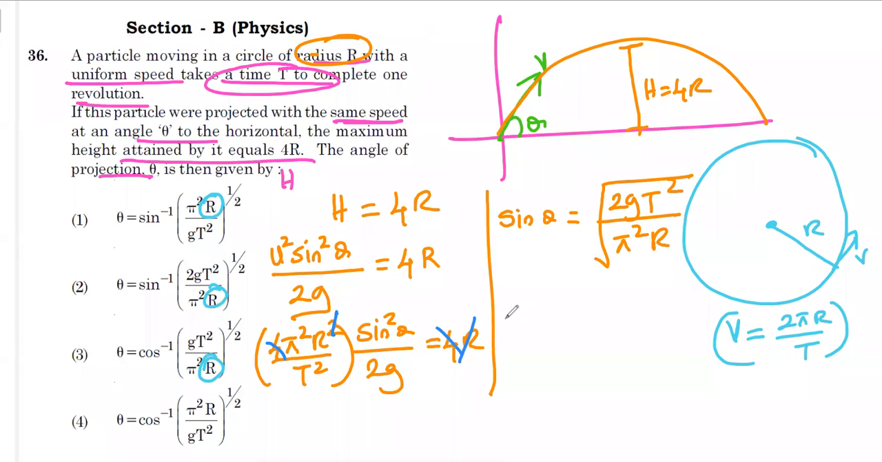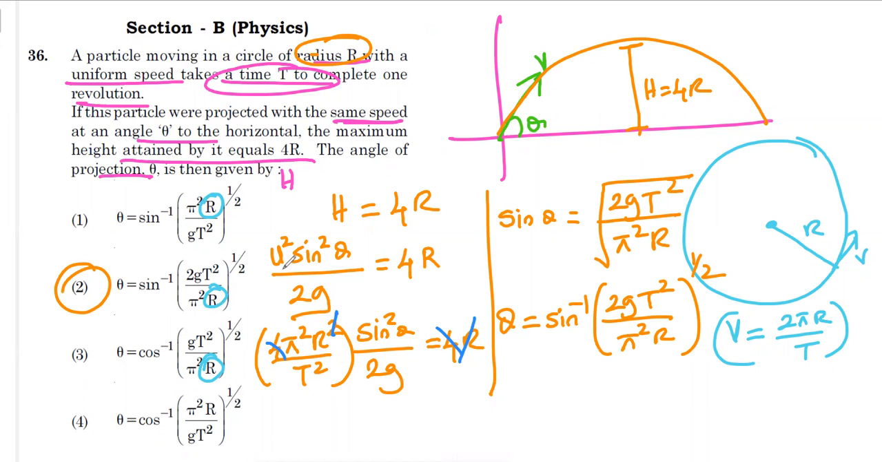Then theta is sin inverse of the square root, which they have written as power half. So I have sin inverse of (2g T square by pi square r) to the power half. Are you okay with this? 2g T square by pi square r. That is the second option. That's all. All you have to do is substitute the data they've given. Should you substitute r or v? Generally, how do you choose? Look at the answer choices, that will give you the clue. I'm just trying to explain this because many students ask doubts in the middle.